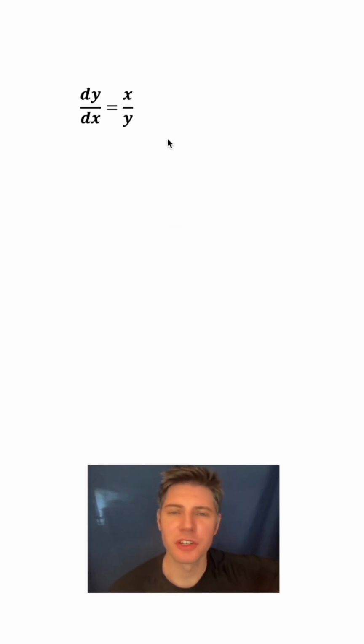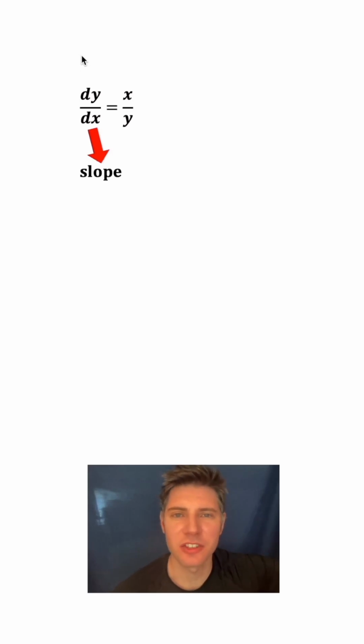So this is a differential equation. It's dy/dx in terms of x and y. It's called a differential equation because dy/dx is a differential. Differential is the instantaneous slope at that point.